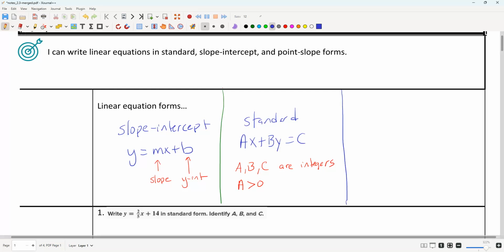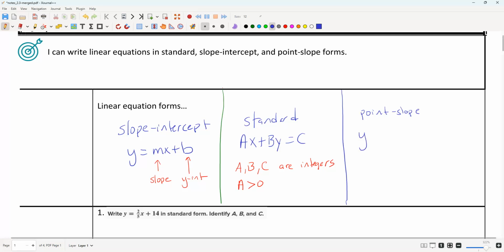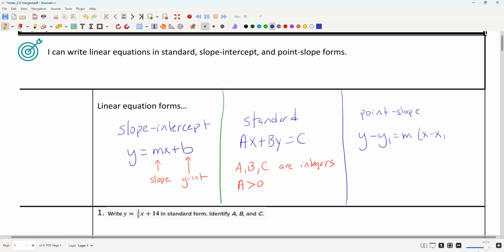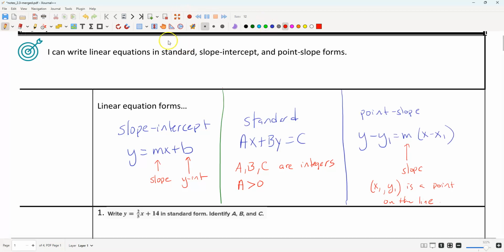Another form, which we may or may not get into in this section, is point slope. So we'll just write it here. Point slope looks like this: y minus y1 equals m times x minus x1. With point slope, the m is slope, and then x1 and y1 is one specific point on the line. And that is all for the equation forms.